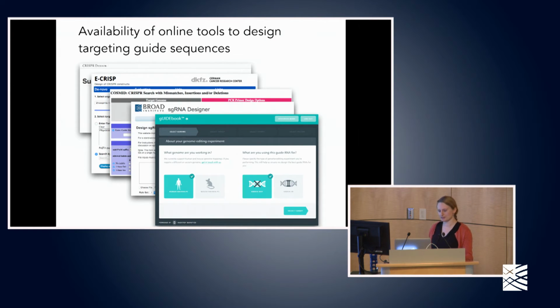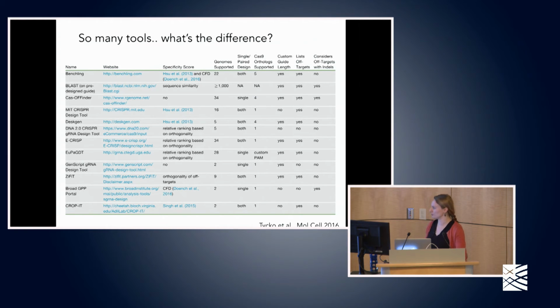So once you select the Cas9 or Cpf1 that you're working with, the next thing you need to do is to design your targeting guide sequences. And the best way to do this is to use any of the available online tools. There are many of them, as shown from this nice review by Tycko et al.